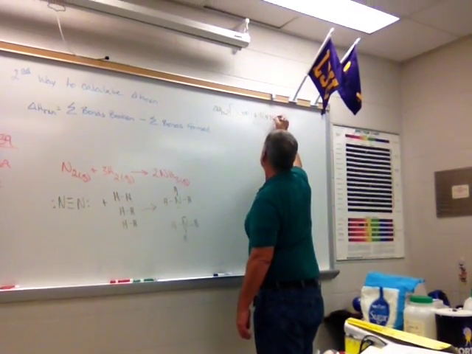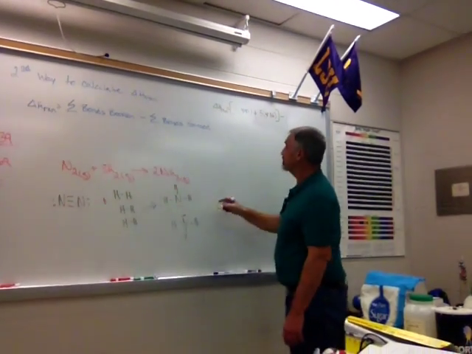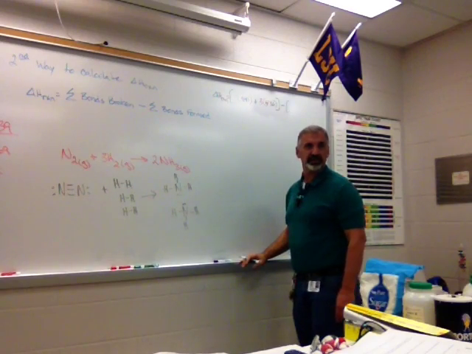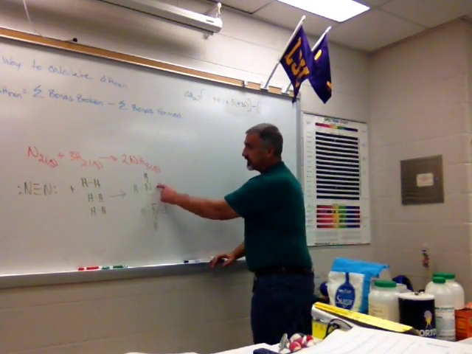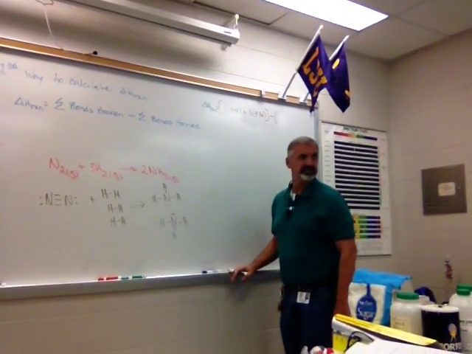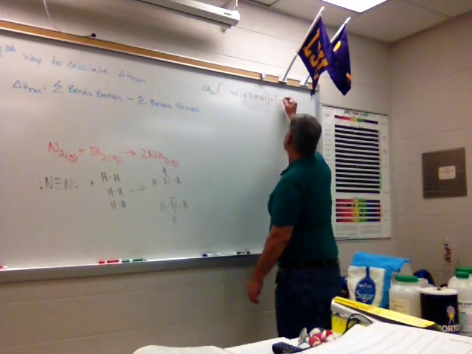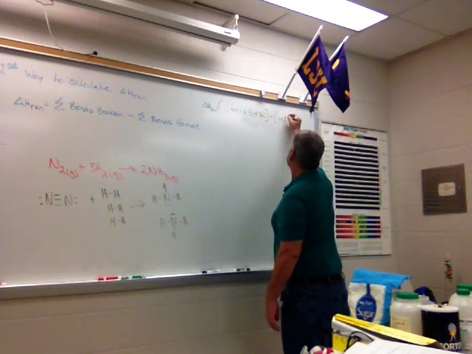436. Minus bonds formed. What's the only type of bond that's formed? The nitrogen to hydrogen. How many of those are we going to have? 6, right? And what's the value for the nitrogen to hydrogen? 391.